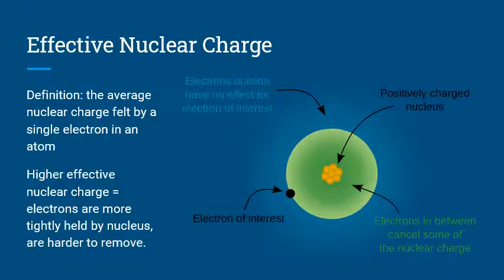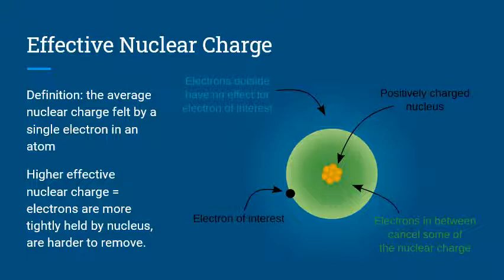In order to analyze those periodic trends, we also need to understand what an effective nuclear charge is. So a nuclear charge refers to the nucleus of the atom. The nucleus is where we have the protons and the neutrons. Recall that the protons have a positive charge, whereas the neutrons are neutral. Therefore, the overall nucleus will hold a positive charge based on the number of protons.